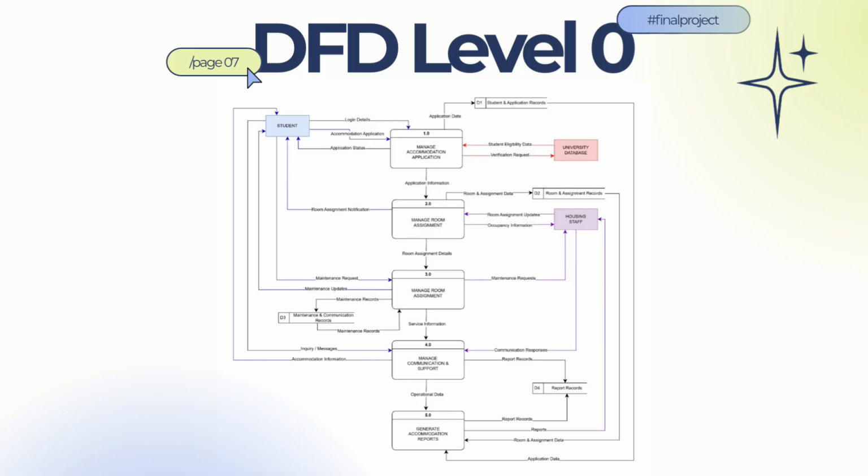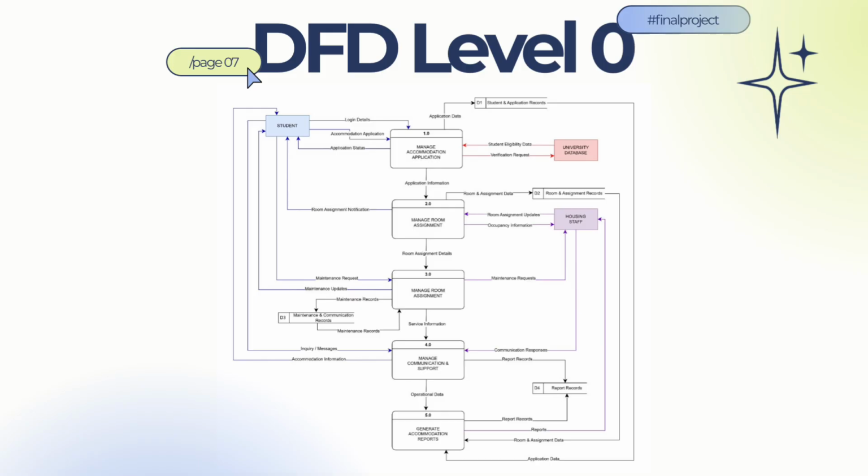The fourth process is manage communication and support. This process handles student inquiries and messages, manages communication with housing staff, and stores related report records. Finally, the last process is generate accommodation reports. It collects application, room assignment, and operational data to generate reports that support accommodation management and decision making.